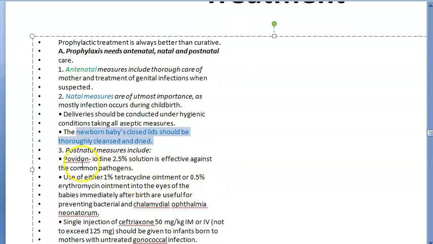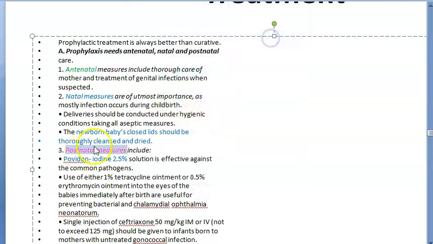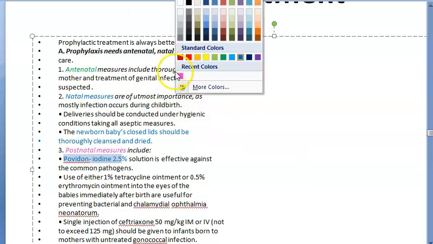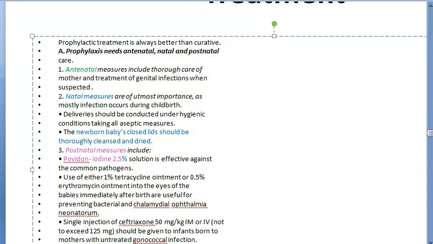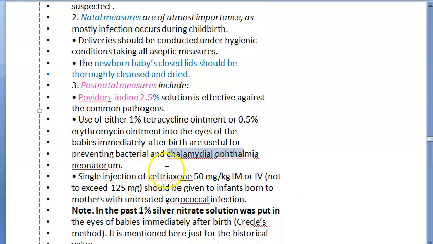Okay. Povidone iodine solution. Where are they using this? Postnatal. Postnatal, povidone iodine. Okay. But where are they putting this? They didn't say, is it? Okay, then you'll give tetracycline ointment or erythromycin. This sounds like a chlamydia treatment, right? Yeah, for chlamydia. Then they'll give ceftriaxone.